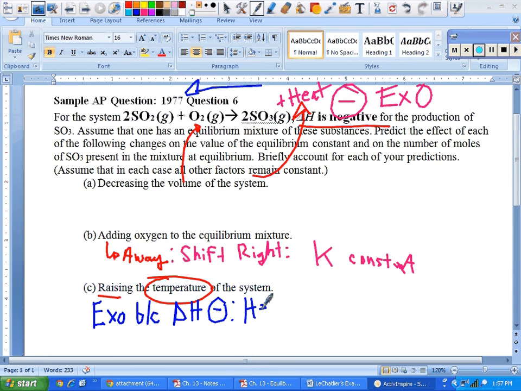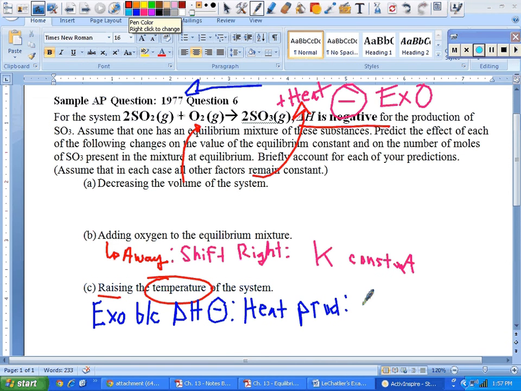Okay, so I shifted away from the addition. So I'm going to shift towards the reactant side. So it's a reactant shift. Now, here's the biggest thing. What are you making more of? More reactants. So here's the biggest question. How is K affected? K decreases, exactly.